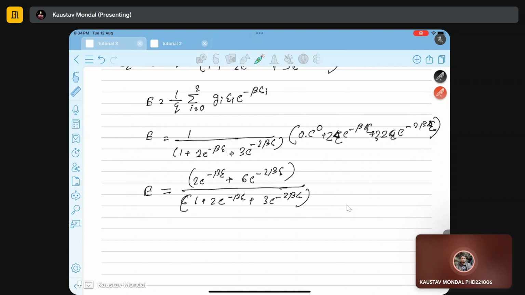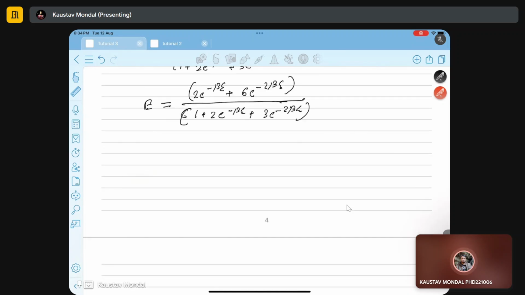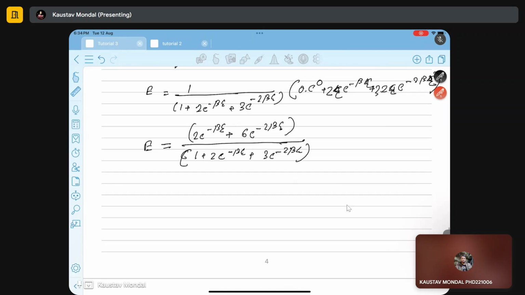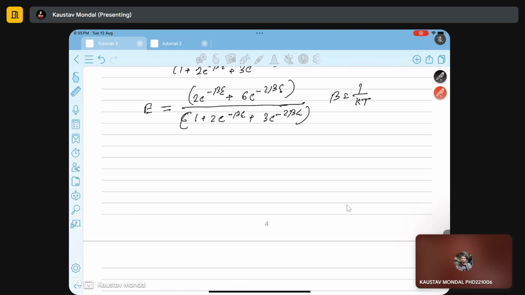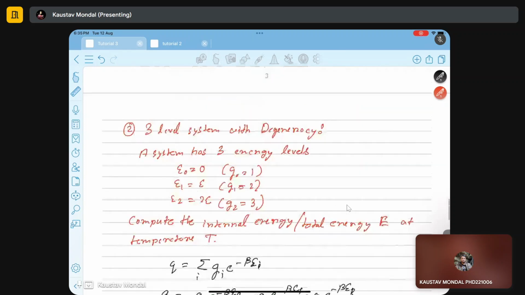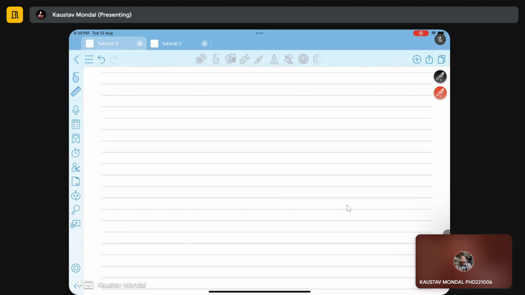Now in the same way, just like previously, I'm not doing it, but if you know the zero point internal energy, you can calculate the internal energy at any temperature. Here beta is basically 1 by kBT, which gives us the information of the temperature. So this problem is done, problem number 2. Now we'll do another problem, the third problem.